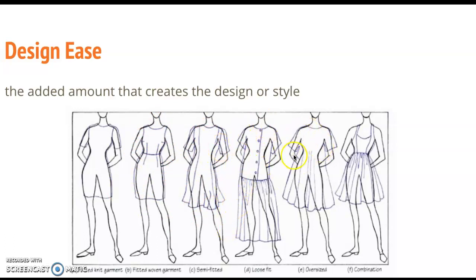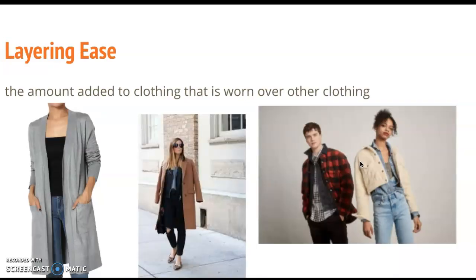So if you come here and look at this big trapeze type dress, you can see that there's a lot of ease, but adding that ease in is what creates this really flowy garment. This one is a combination, so it's fitted on top. And again, it's not skin tight. It's going to allow her to be able to move her torso, but then the bottom has way more fabric added to create that fuller skirt. So that's design ease.